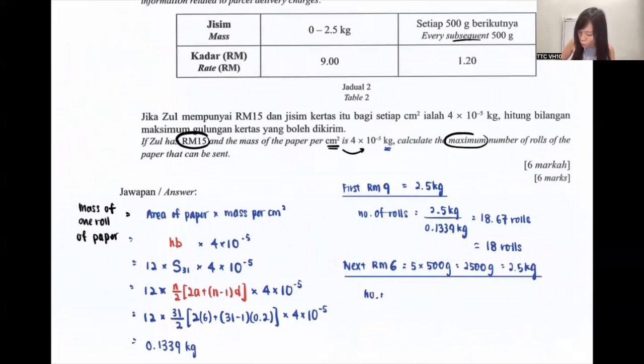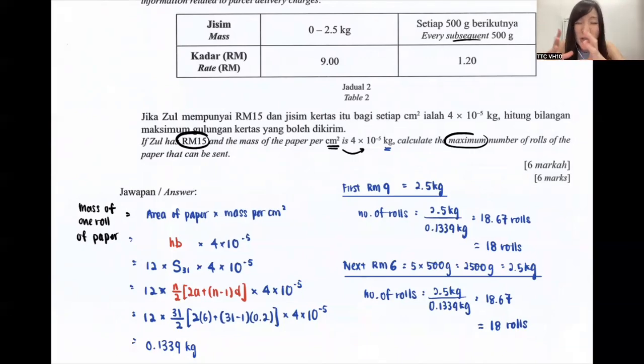So how many rows can I do in this 2.5 kg? Same amount, but never mind, I write the value. This 2.5 kg divided by 0.1339 kg again gives 18.67 rows, which at minimum is 18 rows. So repeat: the first 9 ringgit can send 18 rows, the next 6 ringgit can send 18 rows. Normally students will tell me, teacher, 36 rows, but the question says maximum. You are going to try to squeeze until the maximum number of rows you can send out.